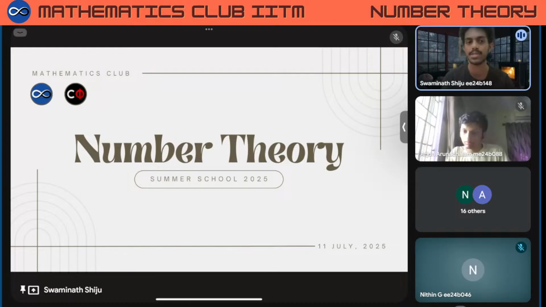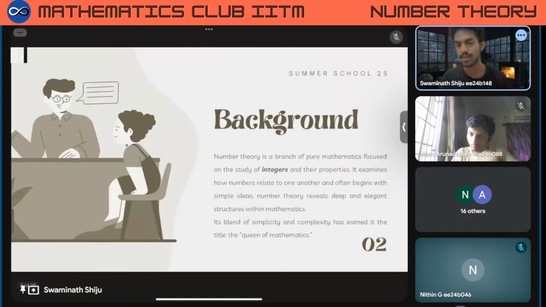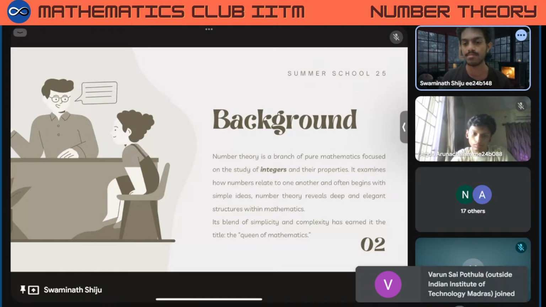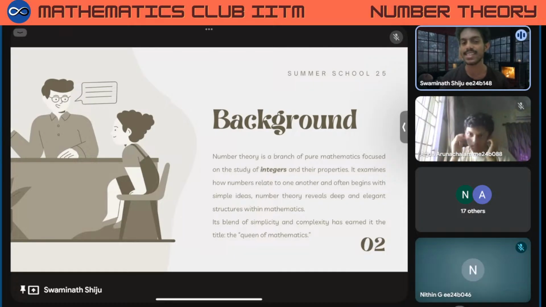Today's session on number theory. Initially, when you look at it, number theory might seem very simple. After all, it starts with prime numbers, divisibility, all those things. You've probably studied that in primary school. But the thing is, number theory is anything but simple. It's one of the oldest and richest branches in mathematics.